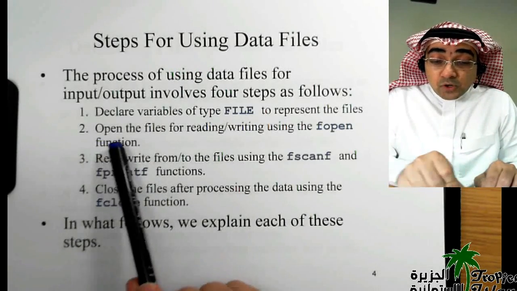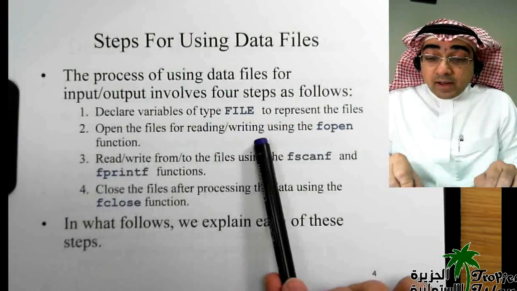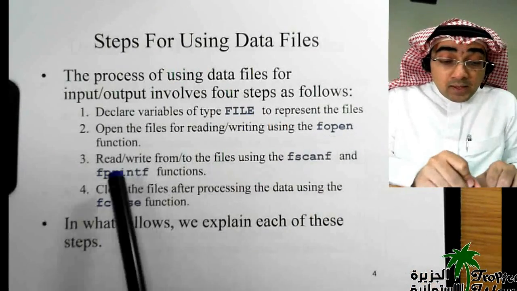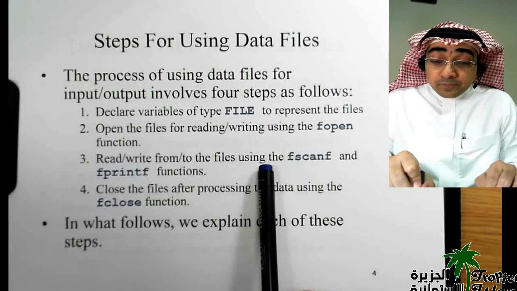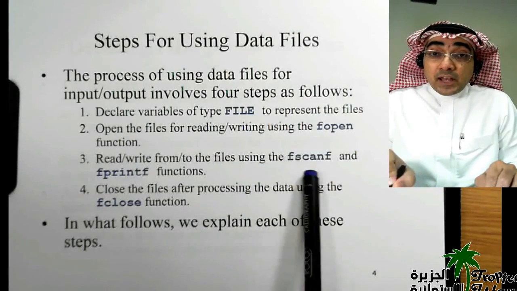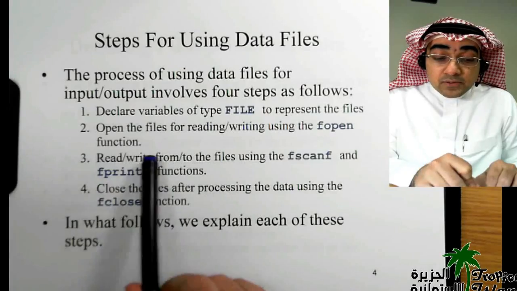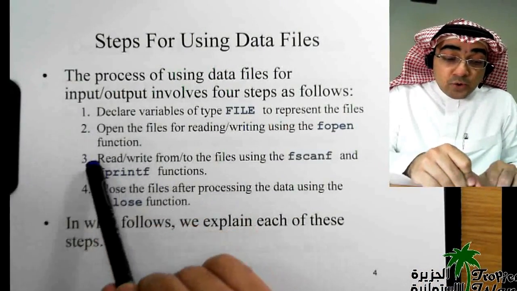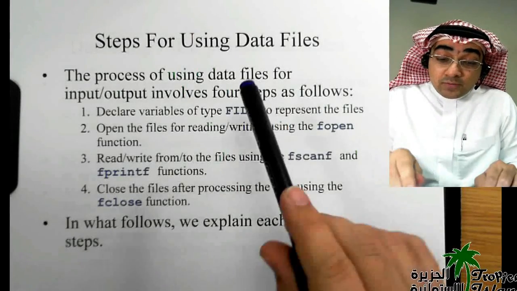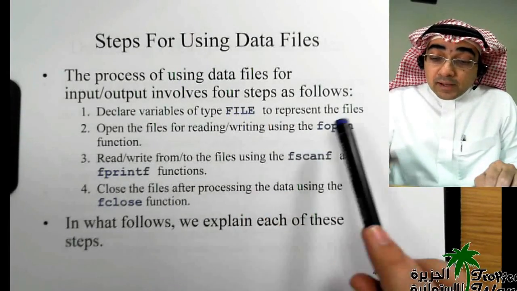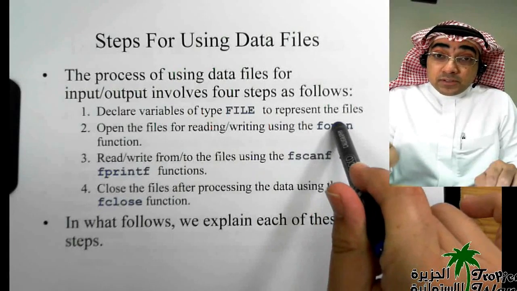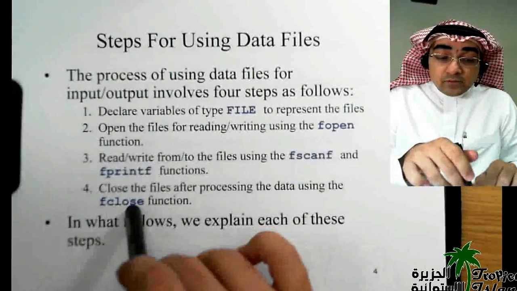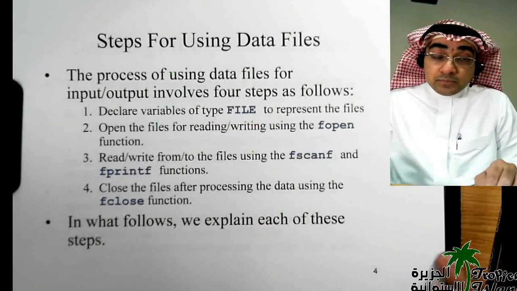Then you actually open the file, and to open the file you use the command fopen, and we're going to talk about the details on how you do that. Then you have to read and write from the file. To read from a file you use the function fscanf, and to write to a file you use the function fprintf. After you finish with the file, you have to close the file. So these are the four main steps that you have to do. You have to declare a file pointer, so you're capable of pointing at a file. Then you have to open that file, so you can actually read and write from it. Then you have to read or write, and then you have to close the file at the end of your program.